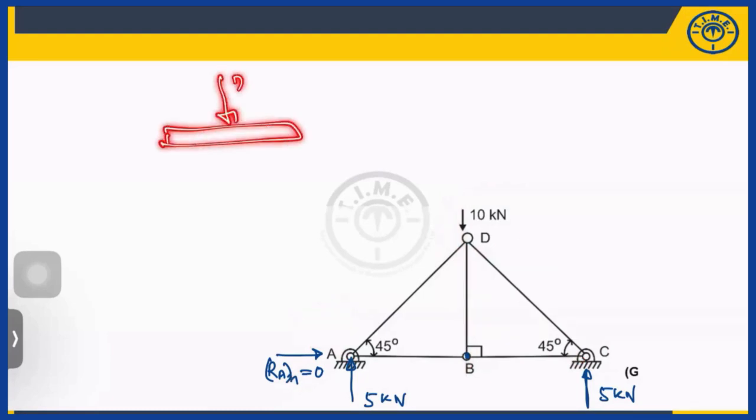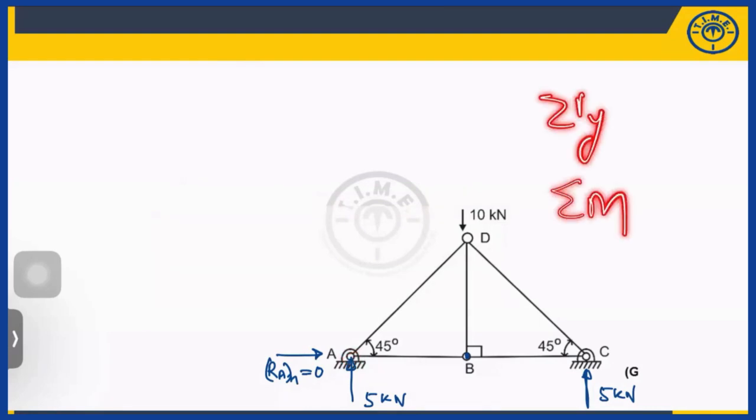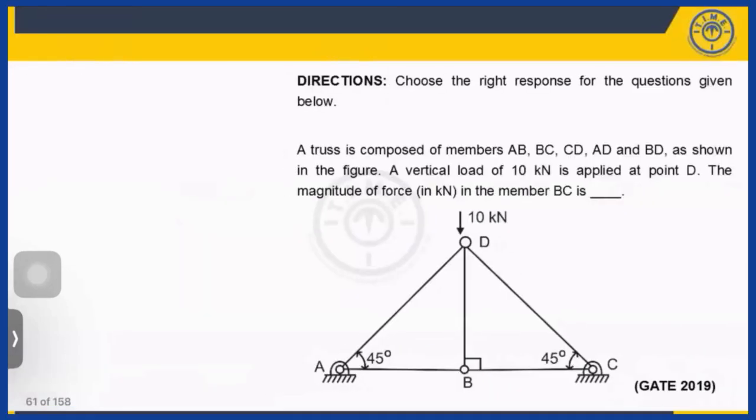This is like a beam. If a 20 kilonewton load is acting at the center with a support at each end, then 10 will be here and 10 will be here. Symmetrical loading. Or if you want, you can calculate the summation of force in the y direction and take the moment. Okay, so which member's force do you have to calculate? The force in member BC.